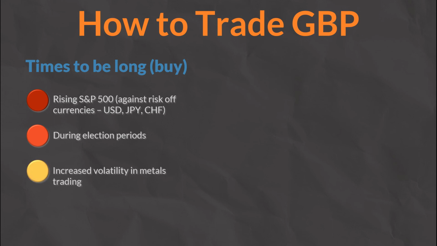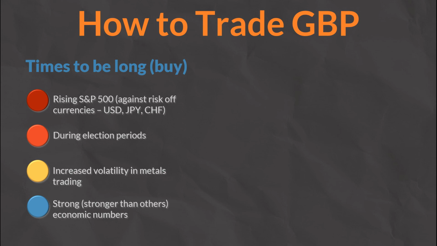Whenever you see increased volatility in metals trading, what that means is there's more money going through the economy. There's more money being sent to the UK. There's more people wanting to get into the exchanges. So to trade on the exchange, you've got to trade that exchange in pounds. So that means there's likely going to be an increase of demand for the pound.